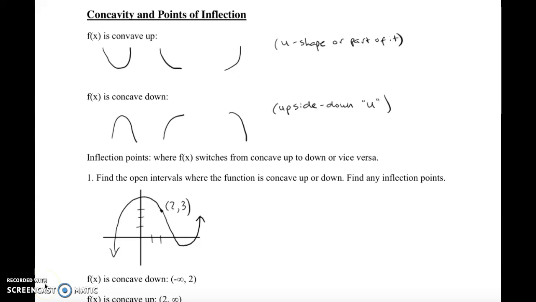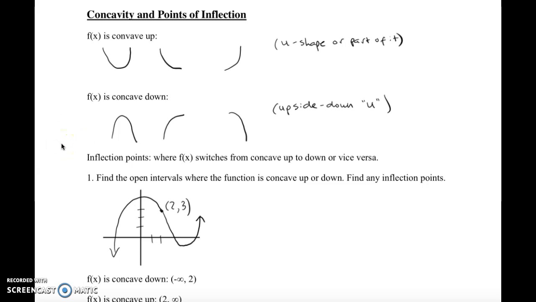Right, so now let's go ahead and look at this idea of concavity and points of inflection. So f of x is concave up if you have this kind of U shape here, like a parabola that faces upward. It could also be part of a U shape, so it doesn't have to completely form that U. It could be one side or the other side of that U.